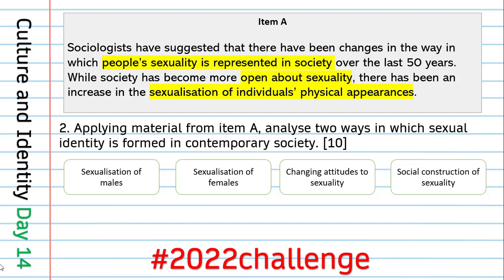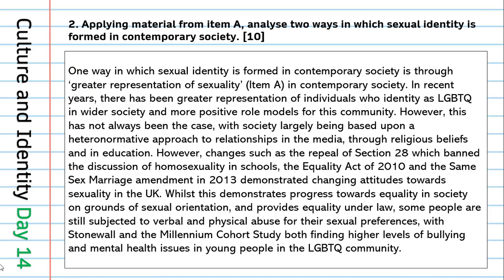Let's have a look. One way in which sexual identity is formed in contemporary society is through greater representation of sexuality in contemporary society. In recent years, there has been a greater representation of individuals who identify as LGBTQ in wider society and more positive role models for this community. However, this has not always been the case, with society largely being based upon a heteronormative approach to relationships in the media, through religious beliefs and in education.